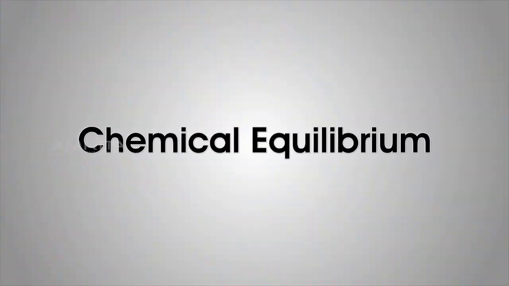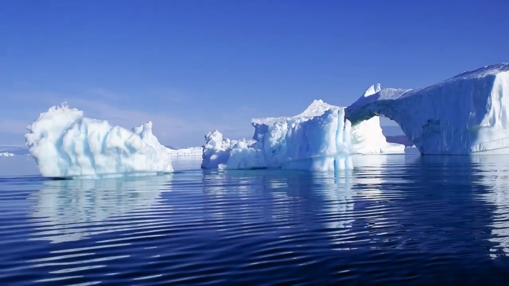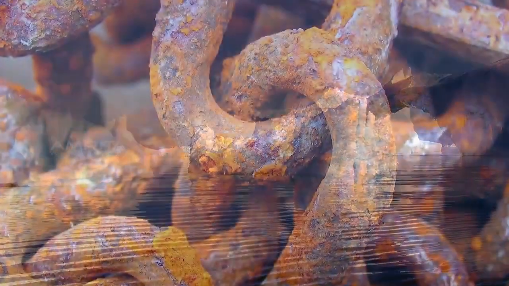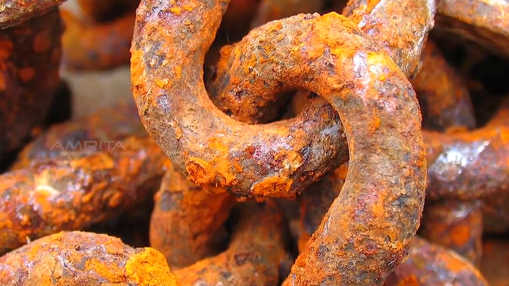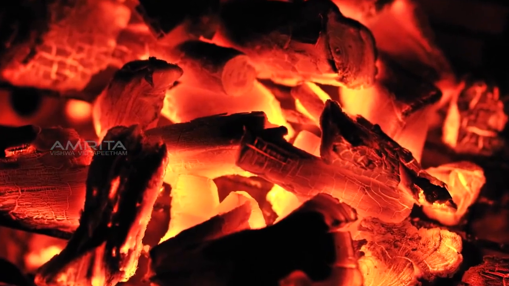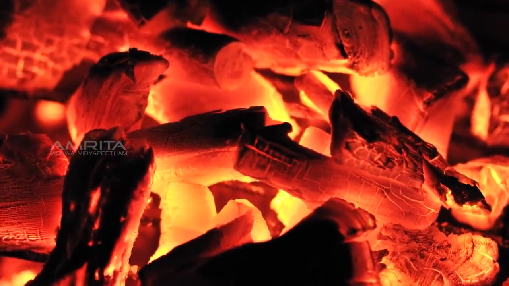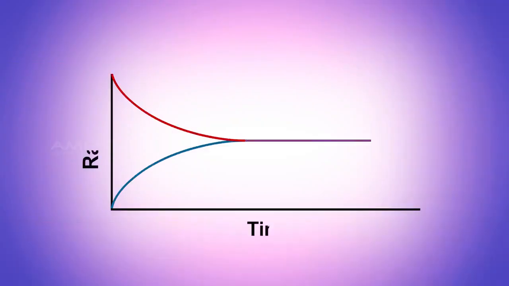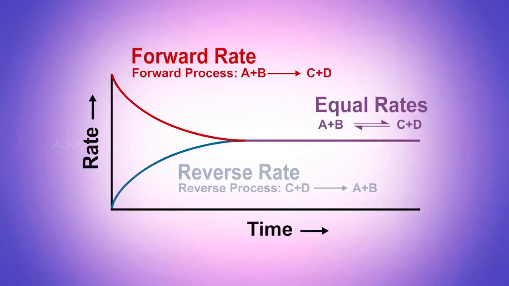Chemical equilibrium. Physical processes and chemical reactions are part of our daily life. It is a common observation that many physical processes and chemical reactions exist in the state of equilibrium. At equilibrium, the rate of forward reaction and the rate of backward reaction are equal.